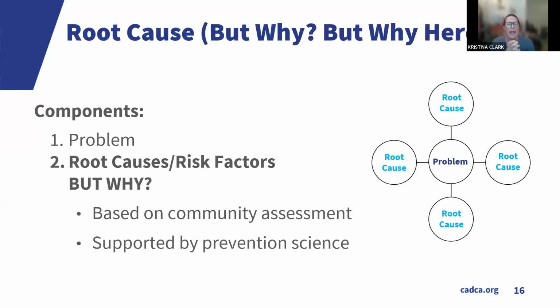Then we ask, but why? But why is underage drinking happening? And these are the ones, again, that should come from your community assessment. So hopefully you already have some of those in there, and they should be supported by prevention science, meaning it's those social and retail availability, community norms, laws and enforcement, that list that we showcased earlier, right? So we're saying alcohol is the problem, but why? Why is alcohol the problem? So we're starting to peel back the layers.